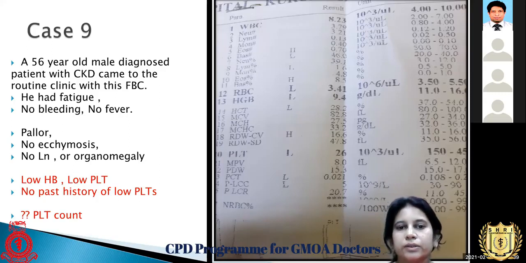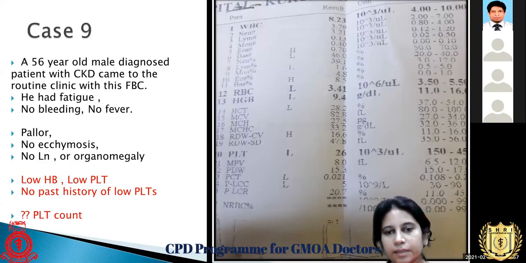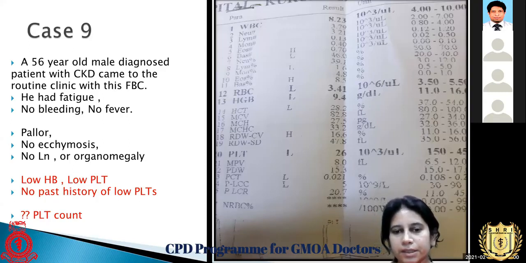So in the full blood count, you see WBC normal 8,230, normal differential, neutrophils 3,000, lymphocytes 3,000, RBC count low, hemoglobin 9.4, hematocrit low, normal MCV, MCH, little high RDW-CV, platelets low, normal MPV. So when you see this, you know that there's normocytic normochromic anemia, which is possibly due to CKD, and the low platelet count. There's no history of thrombocytopenia.